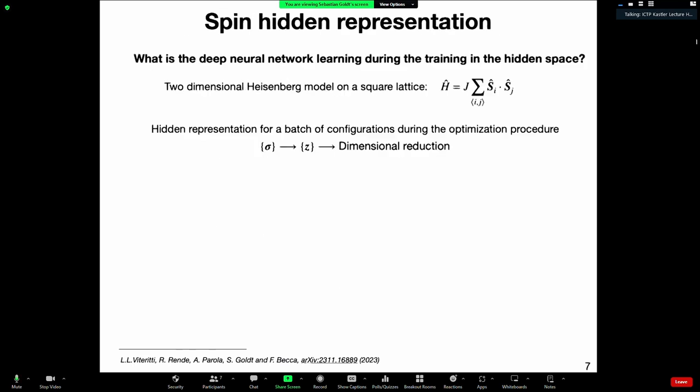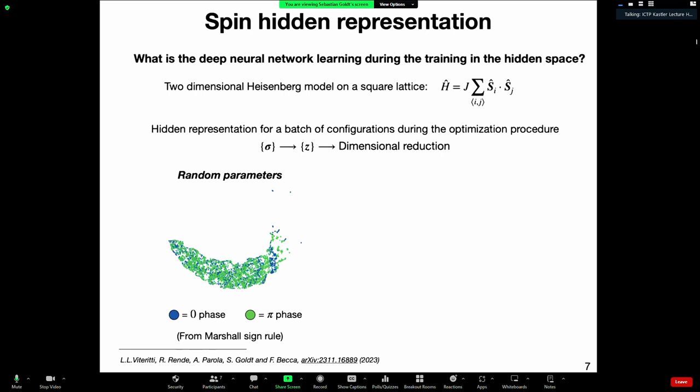In order to test this idea, we start with a simple model, the Heisenberg model on the square lattice, where we know the properties of the ground state. We start with a sample of physical configurations, and for each configuration, we measure the hidden representation during the training. This is how the feature space appears at the beginning of the training. Each point in this feature space corresponds to a physical configuration, and the color is related to the phase of the amplitude of that configuration, which for this specific model we know exactly from the rule known as the Marshall-Peierls sign rule. This is at the beginning of the training, and this is at the end of the training.